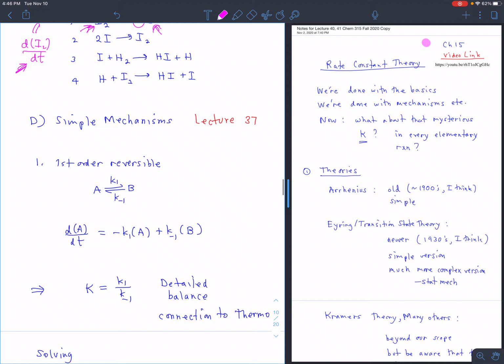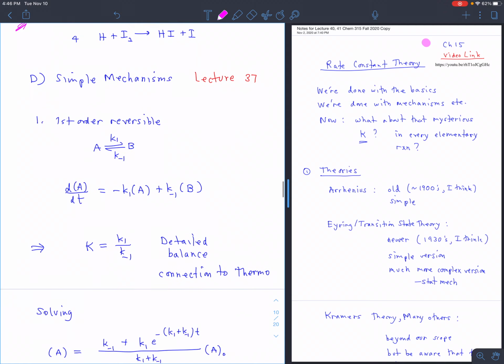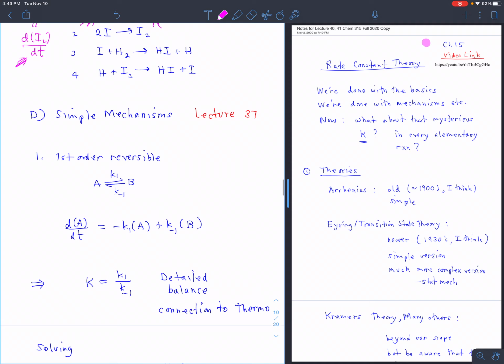All right, so that's what a mechanism is. That's how you write mechanisms. Let's stop here for now, and I'll pick up again later with another lecture.